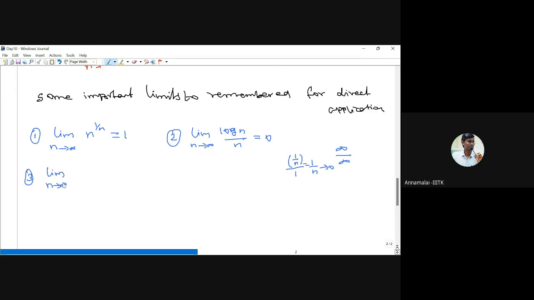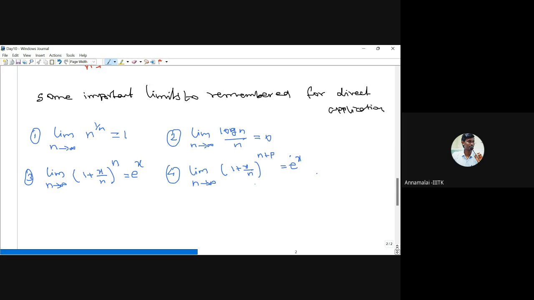Limit as n goes to infinity of (1 plus x by n) power n, where x is any real number, is nothing but e power x. Now the fourth limit is, suppose instead of power n in the previous third problem, we have n plus some p. So the limit as n goes to infinity of (1 plus x by n) power (n plus p) is always e power x. Already we proved this one.